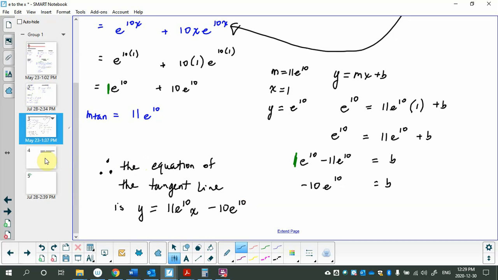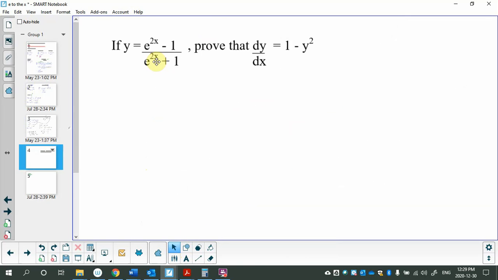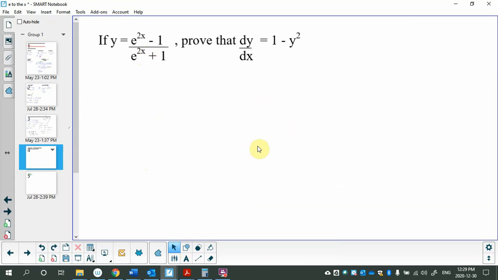All right, last question. Ooh, it's a prove question. So it says if y is equal to e to the 2x minus 1 over e to the 2x plus 1, prove that the derivative is equal to 1 plus y squared. So I guess the first thing I should do is take the derivative. I mean, who's kidding who? We have to do that anyhow. Remember that this is going to take the quotient rule.